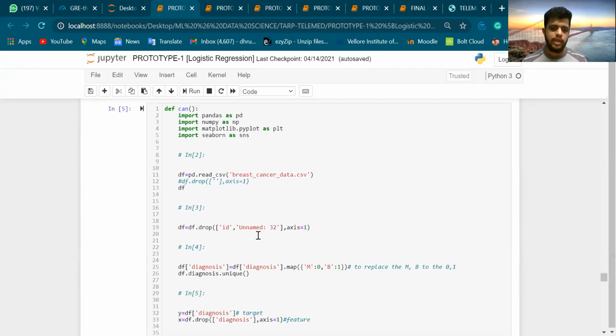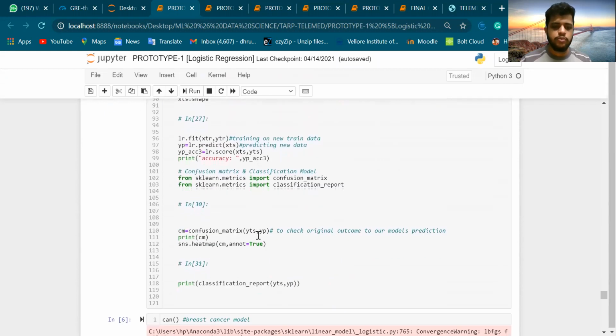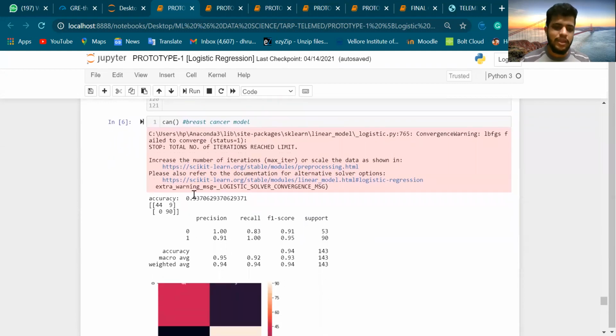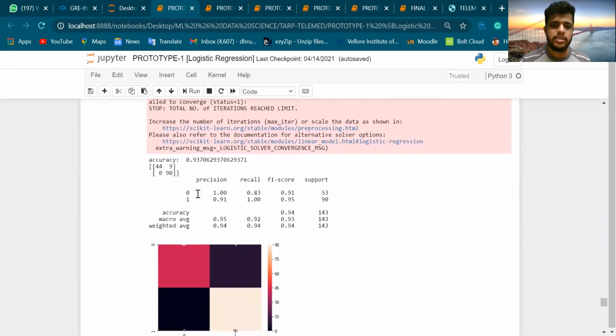Then we went ahead to breast cancer. Since we got the best data set from UCI, we were easily able to manage 93% accuracy with a precision of one, which is the highest, and a support of 90.